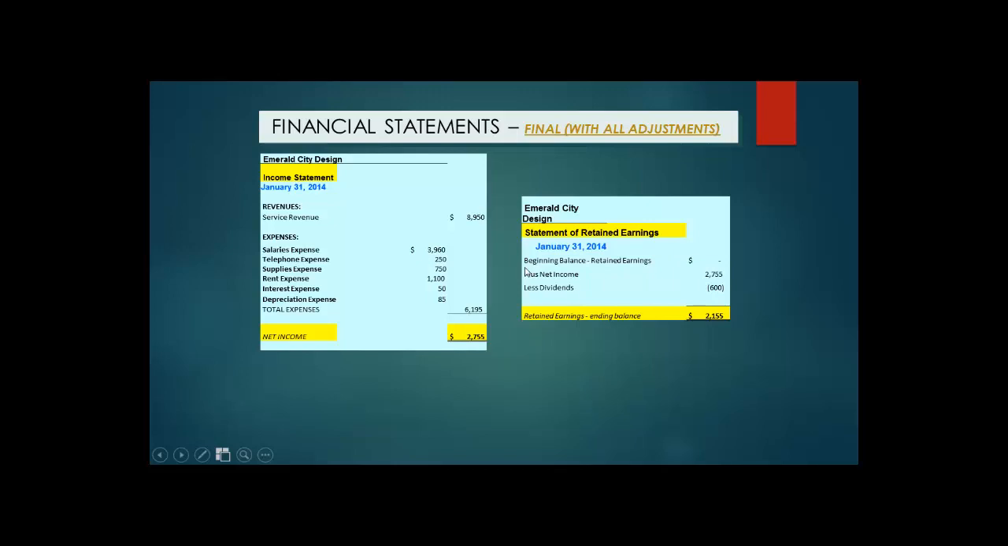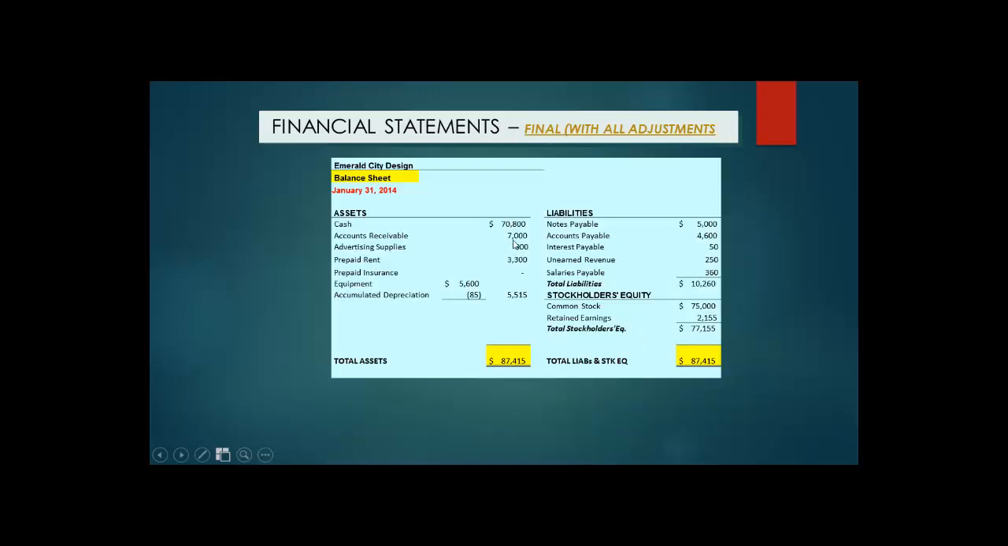This is Emerald City's first month of business, so it has a 0 balance. Then we add net income, subtract out the dividends, and now we have an ending balance in retained earnings. We publish our final balance sheet with all of our final balances. Please note that the cash, accounts receivable, supplies, prepaids are listed before equipment and its associated accumulated depreciation account.